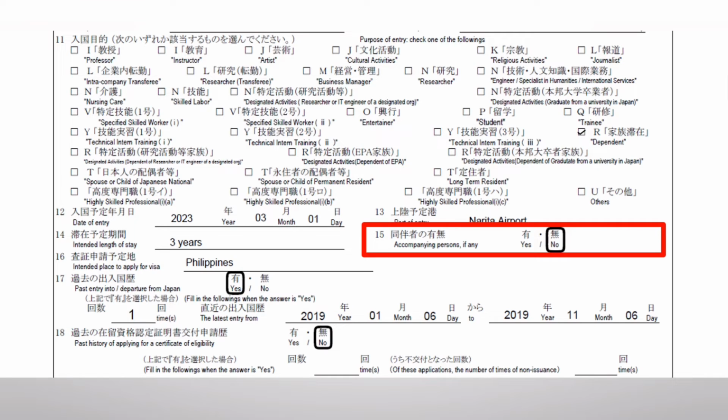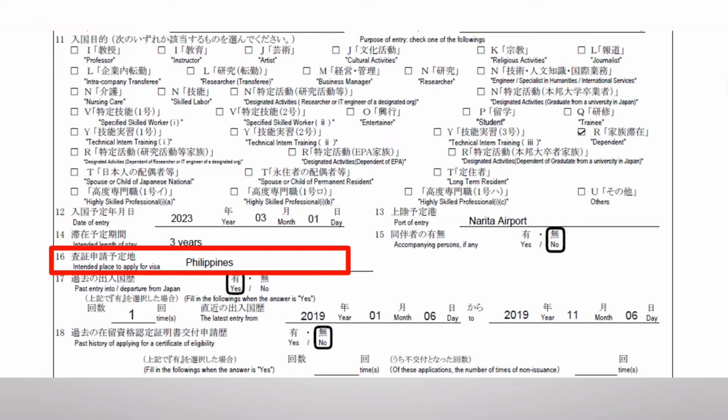Number 15, if there is an accompanying person, encircle yes. If there is none, please encircle no. I guess this is applicable if the applicant is a minor or children. They might be accompanied by adults, so if so, encircle yes. In my husband's case, he doesn't need any accompaniment, so we encircled no.